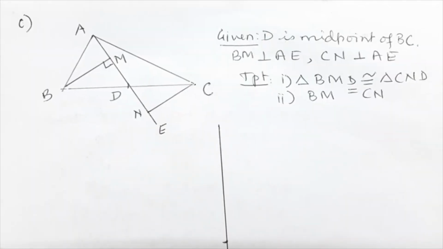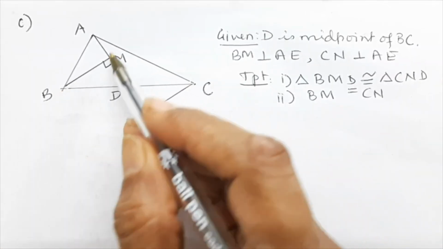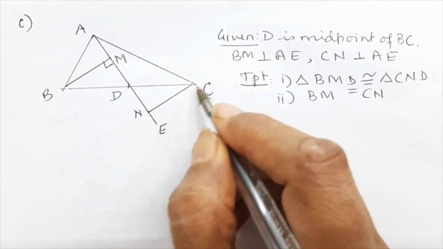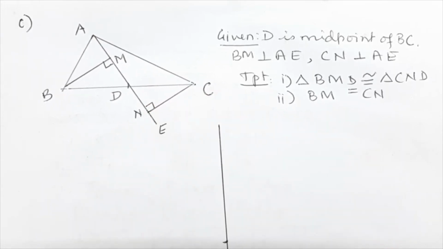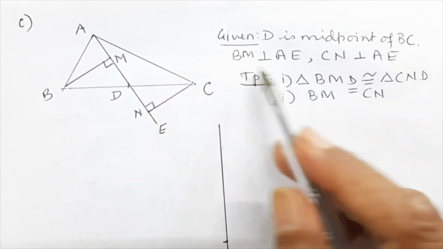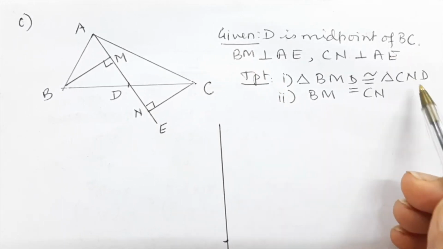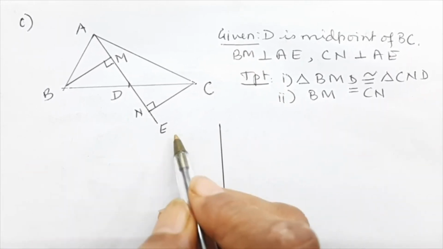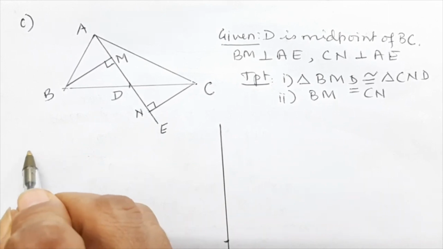Question 1c, we have drawn the diagram. We have BM perpendicular to AE and CN is perpendicular to AE, and we write what is given like so and what is to be proved, and then we will have the statements and the reasons columns.